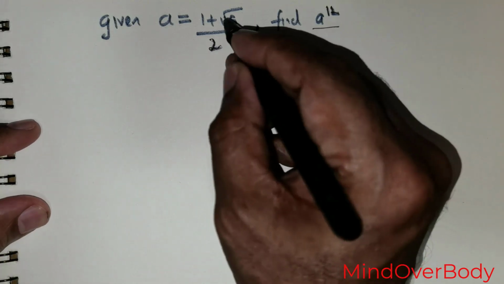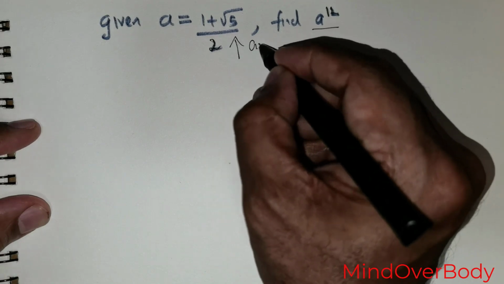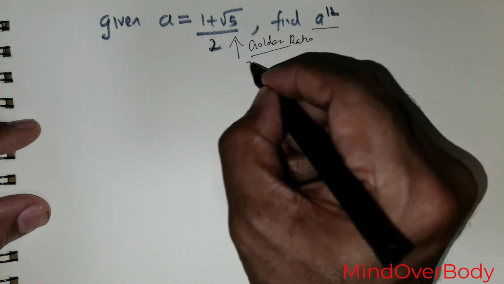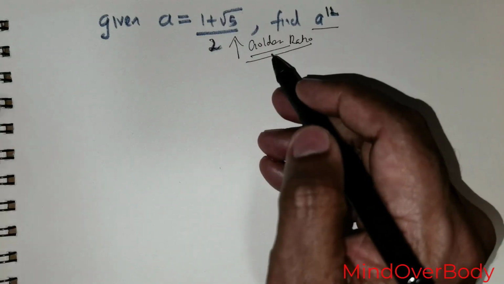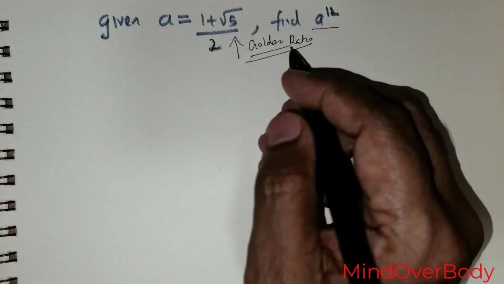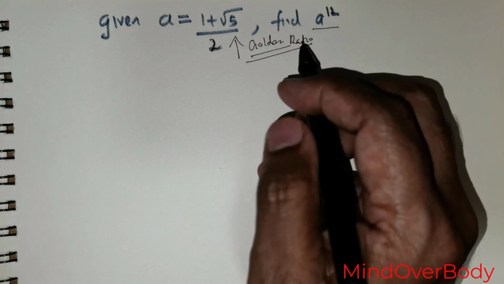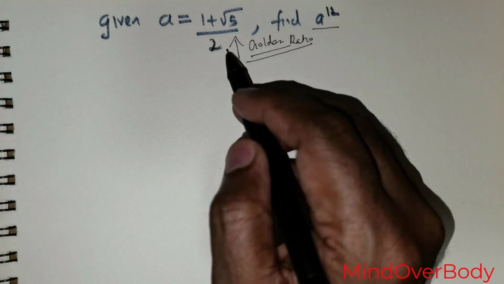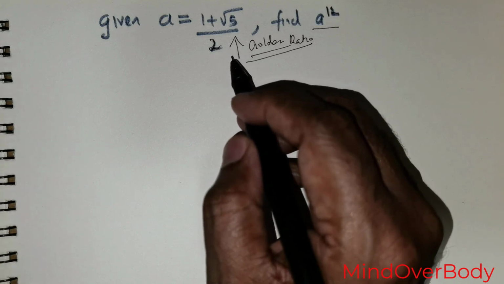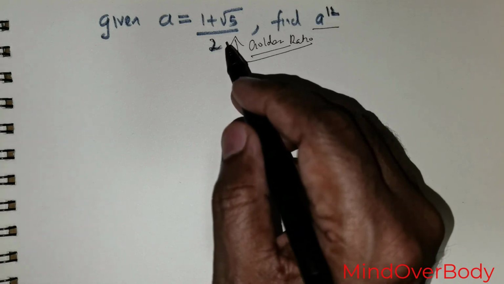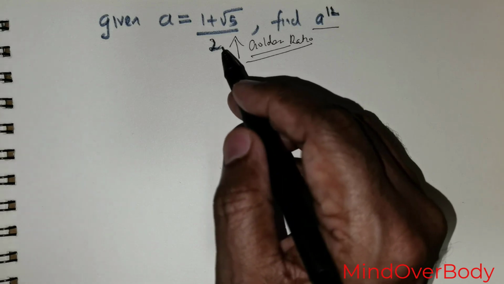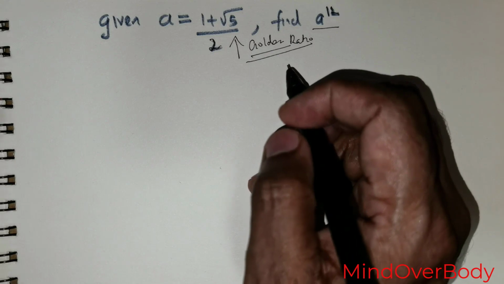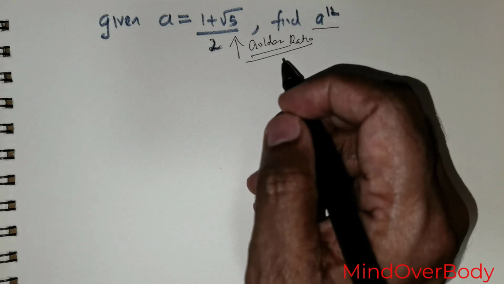Foremost, the point of observation here is that this is a golden ratio. Now, for the first method, it doesn't matter whether the given quantity is a golden ratio or not. But for the second two methods, because the value of a is a golden ratio, we can apply those methods and reduce the number of steps or algorithms that we use to solve this particular question. So, having mentioned that, let us move on.